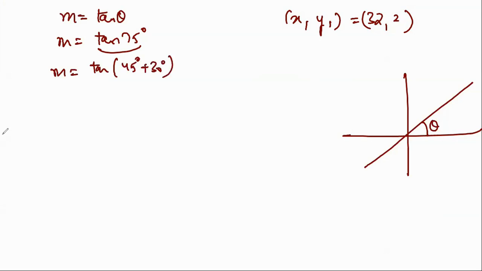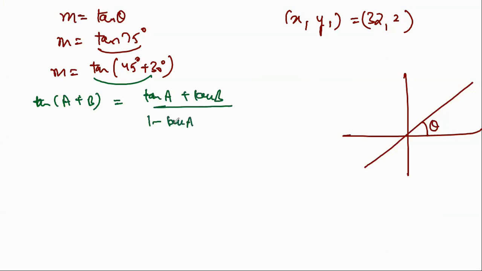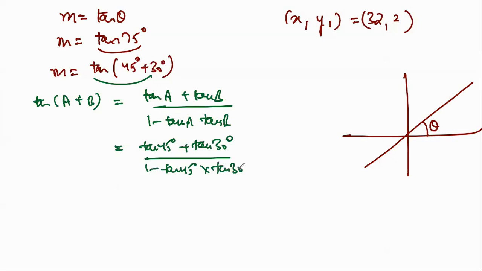It's your choice. After that, I will use the formula for tan(A plus B), which is tan A plus tan B over 1 minus tan A tan B. What is tan A? Tan 45 degrees plus tan 30 degrees, B is 30, over 1 minus tan 45 times tan 30 degrees. So tan(A plus B), 45 plus 30, I'm directly writing 75 degrees. Tan 45 is 1, tan 30 is 1 by root 3. 1 minus 1 multiplied by 1 by root 3.